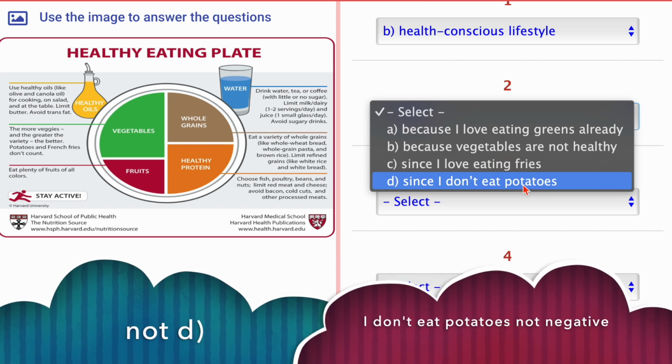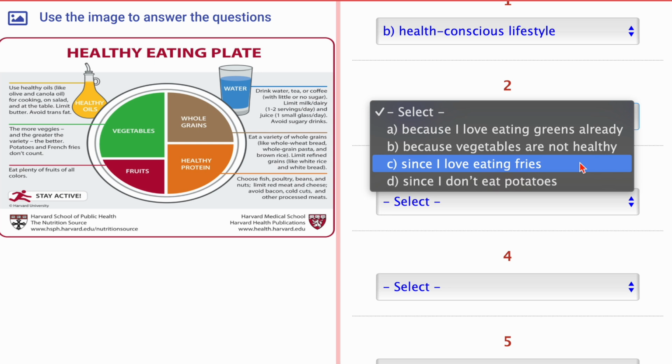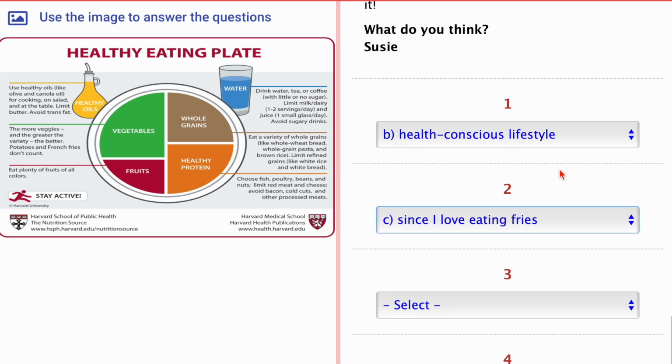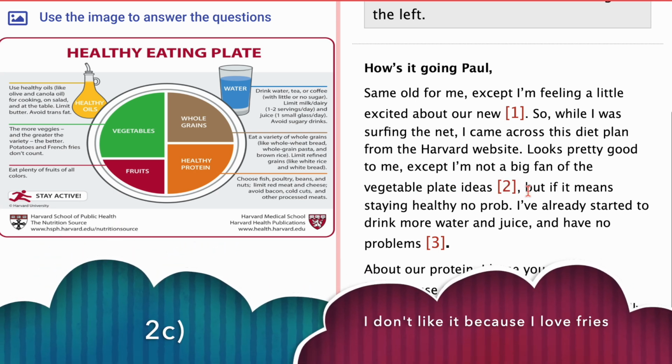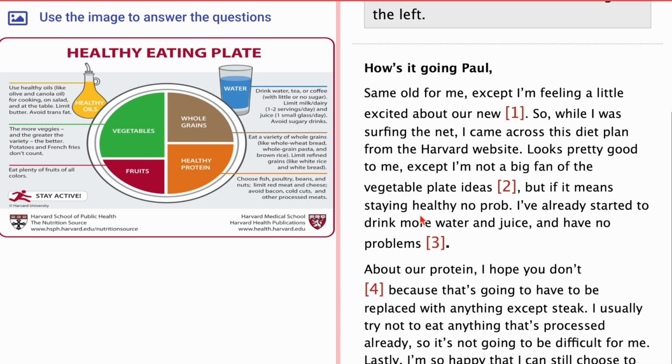So I'm not a fan because I love eating fries. I'm not a fan of the vegetable plate idea since I love eating fries. But if it means staying healthy, no problem. Okay, so that's what that one meant there. All right.